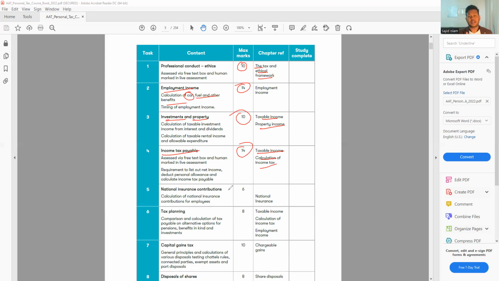National insurance will be quite simple. This is the easy 6 marks you'll get from this chapter. This chapter is very simple. All you have to know is how to calculate the national insurance based on the threshold. So look at the threshold, calculate the national insurance, and say this amount we need to pay to HMRC. That's it. You'll get an easy 6 marks from this chapter. Tax planning will have 8 marks: taxable income, calculation of income tax, and employment income again.